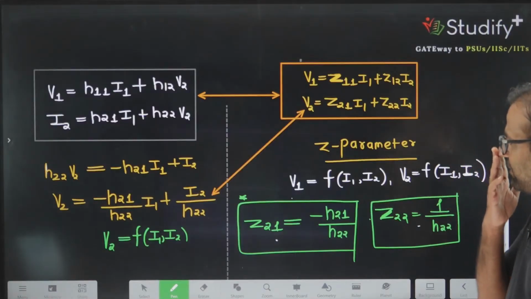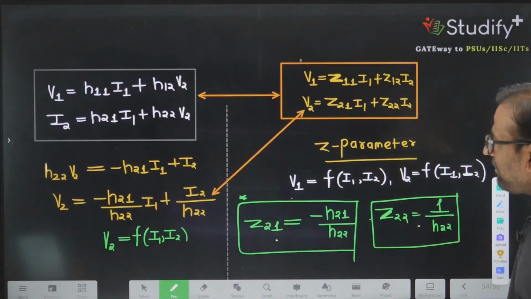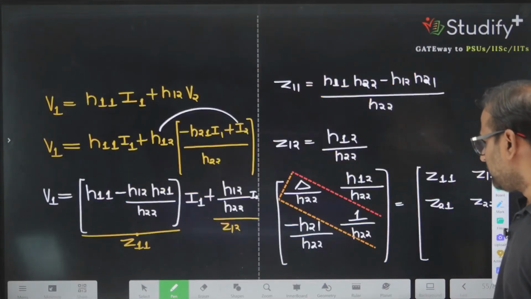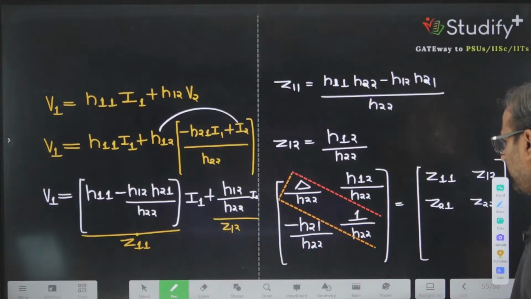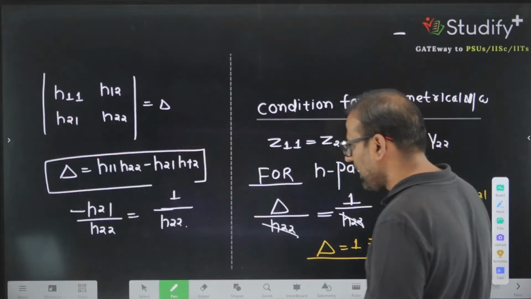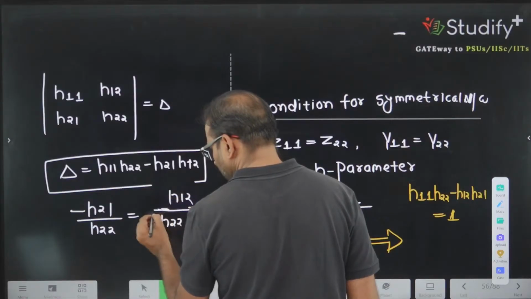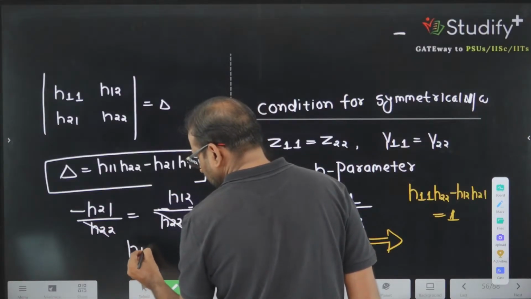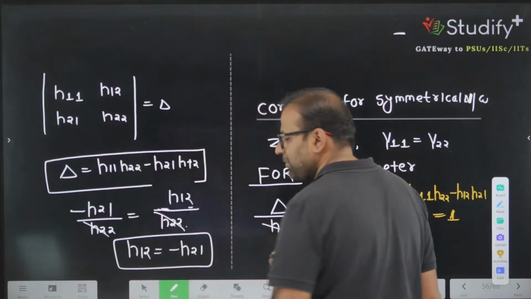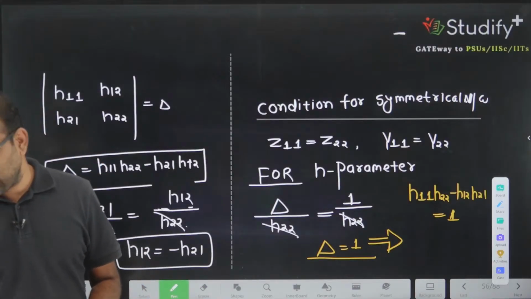When you go to the previous one, yes, 1 divided by H22. This two parameter must be same. So minus H21 divided by H22 and H12 divided by H22. So when you are having this relationship H12 equal to minus of H21, then you can say your network is a reciprocal network. So we can have all the conditions of reciprocity and the condition of symmetrical network.